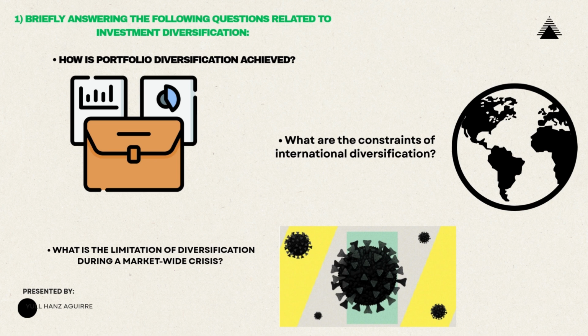Number three, limitation in crisis. For example, during events like COVID-19, correlations spike. As the NBER notes, all markets sync together. Diversification is a safety net that fails when downturns are economy-wide.